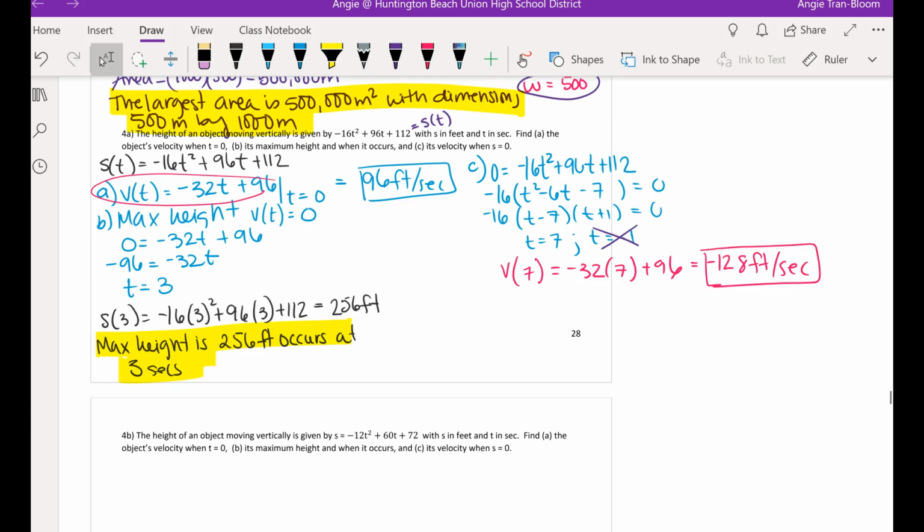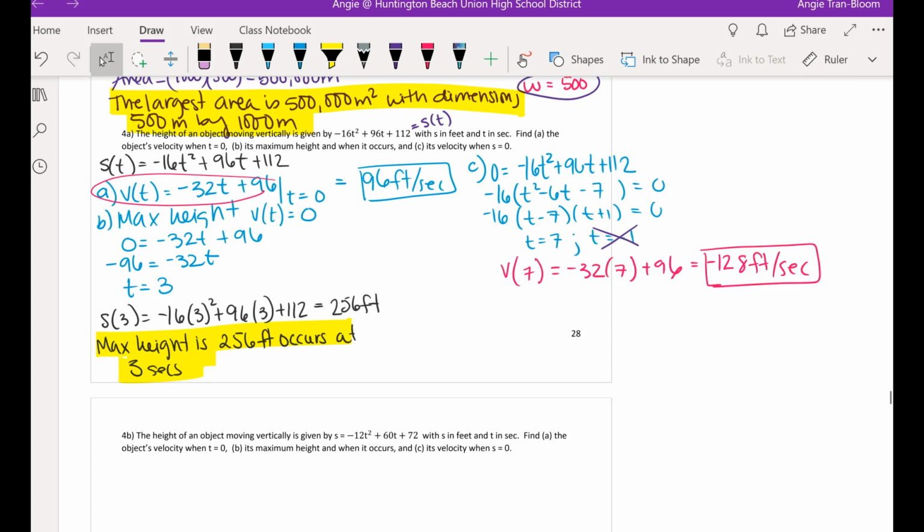So what that means is, when the position is 0, you're on the ground, right? It's happening at 7 seconds, and at that time, this object is going downward. The speed is 128 feet per second.